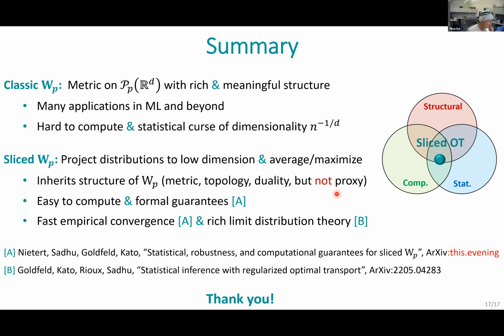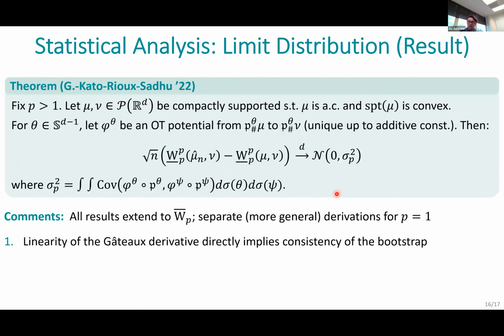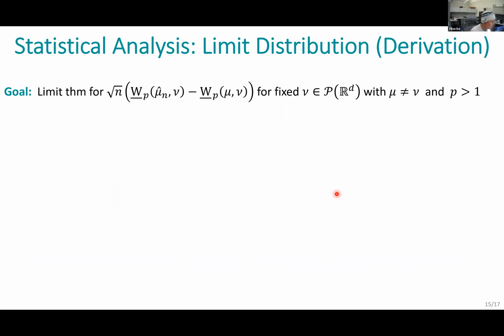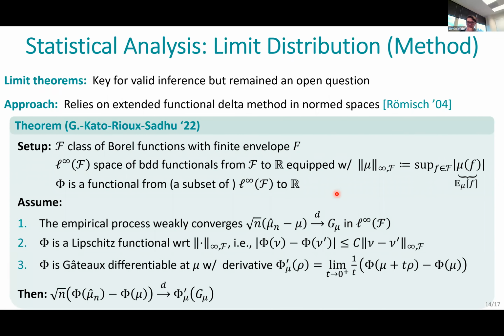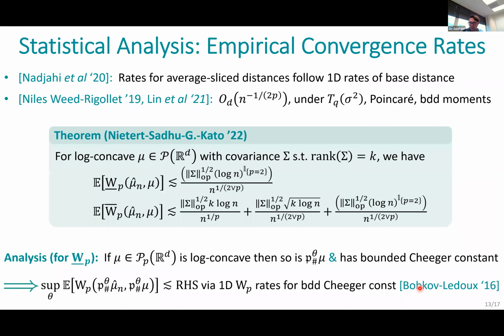I'm just wondering if this technique can be applied from the log concave to the general sub-Gaussian case. Which technique? The functional delta method? Yeah, so this does not assume log concavity. Log concavity we only assume for getting these nice empirical convergence rates. And the reason we really assumed log concavity for deriving empirical convergence rates is because we wanted to use some nice results that Bobkov and Ledoux had.